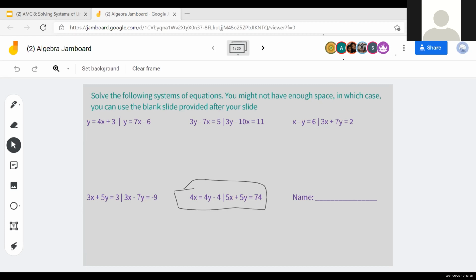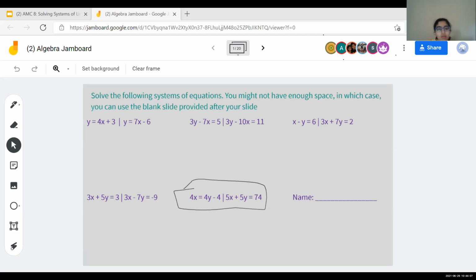I'm confused. For every single problem, it's always 4x equals 4y minus 4, and then 5x plus 5y equals 74. So for number 5, if I have 4y minus 4, how would I get the other variable?